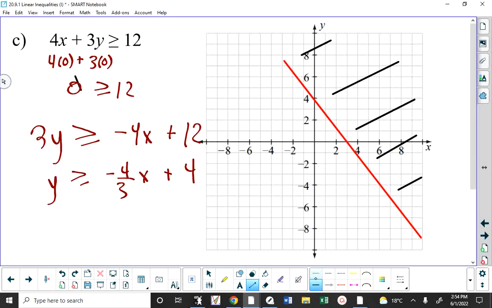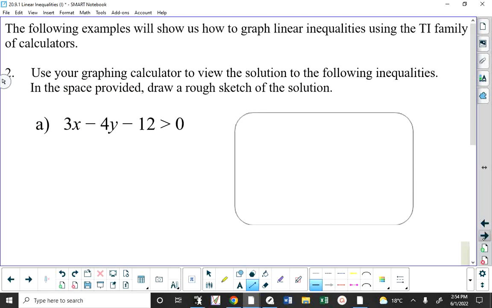Any questions with A, B, or C from that set of examples? Look, the last example, I don't care what you really draw here. It's just showing you how you could use your calculator. The only thing is, your calculator cannot show the difference between this and that. Okay? It's going to shade it, but it'll look the same no matter what. But it's a nice way to visualize it. So how do we do this on the calculator? We rearrange this for y.